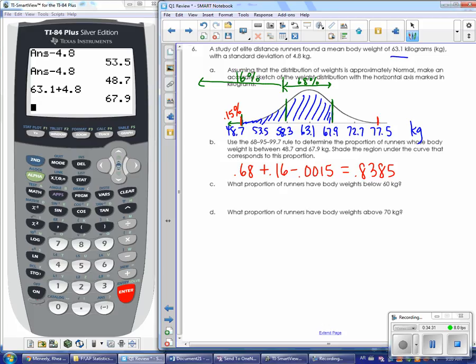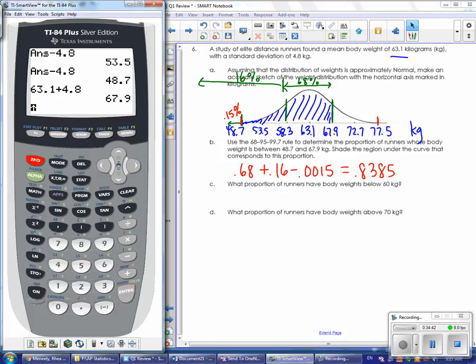If you wanted to check to make sure that you're in the close range, now you're asked to use the empirical rule here and not your calculator, but if you did want to just double check to make sure that at least you're in the right ballpark, if you go to your distribution menu to normal CDF, my lower bound would be 48.7. My upper bound would be 67.9.